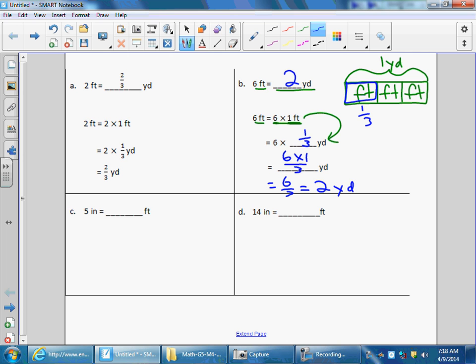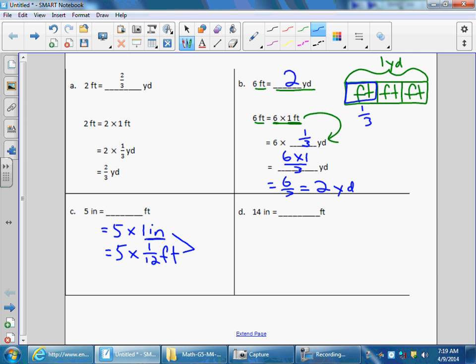C, 5 inches equals how many feet? Well, I'm going to take those 5 inches, 5 times 1 inch. My next line, I'm going to convert from inches to feet. 5 times, okay, I need to think of what 1 inch is. 1 inch is 1/12 of a foot.